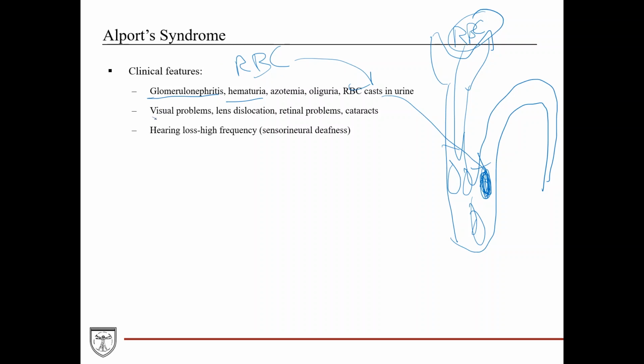Now, in the eyes, you can have visual problems because you can have lens dislocation because collagen is such an important part of many structures in the eye, retinal problems, cataracts, and then you can have hearing difficulties as well, specifically sensorineural deafness because it's a problem inherent in the structure of the ear due to this collagen being deficient.